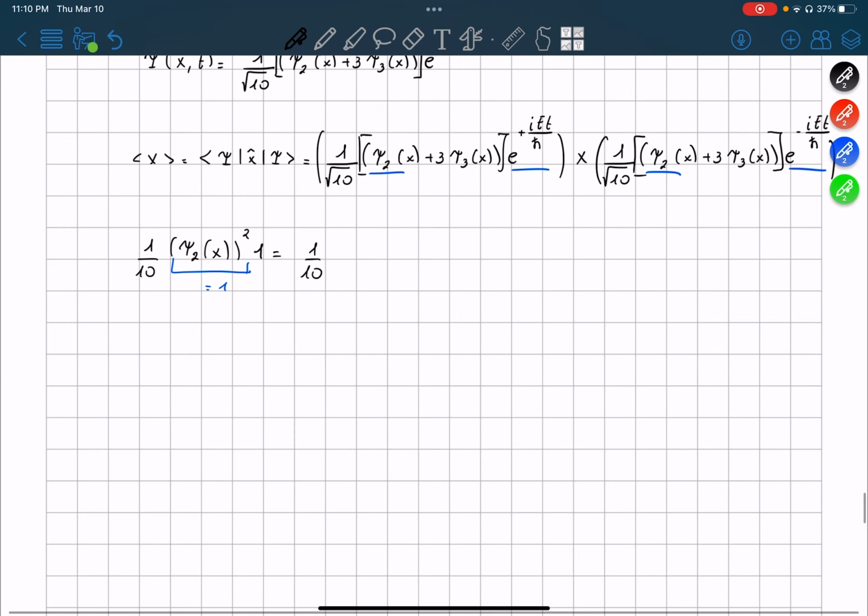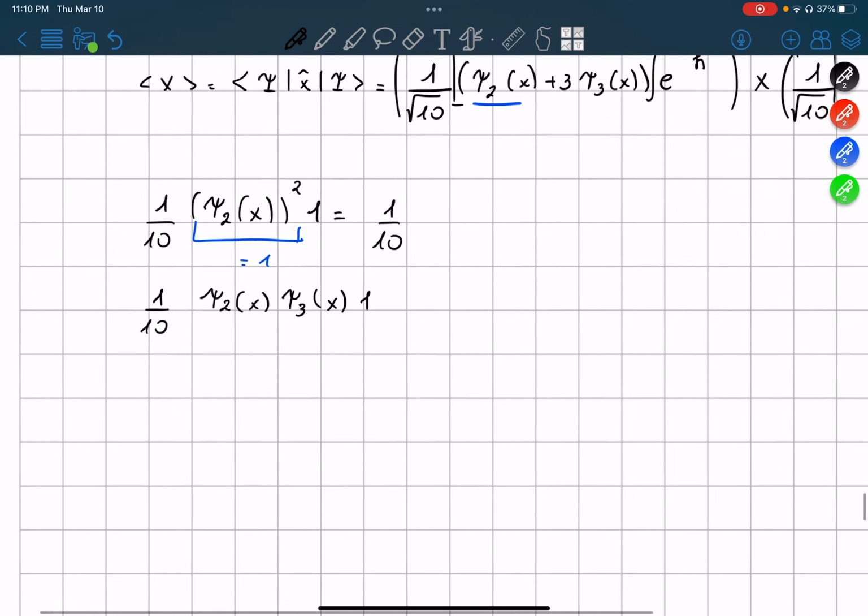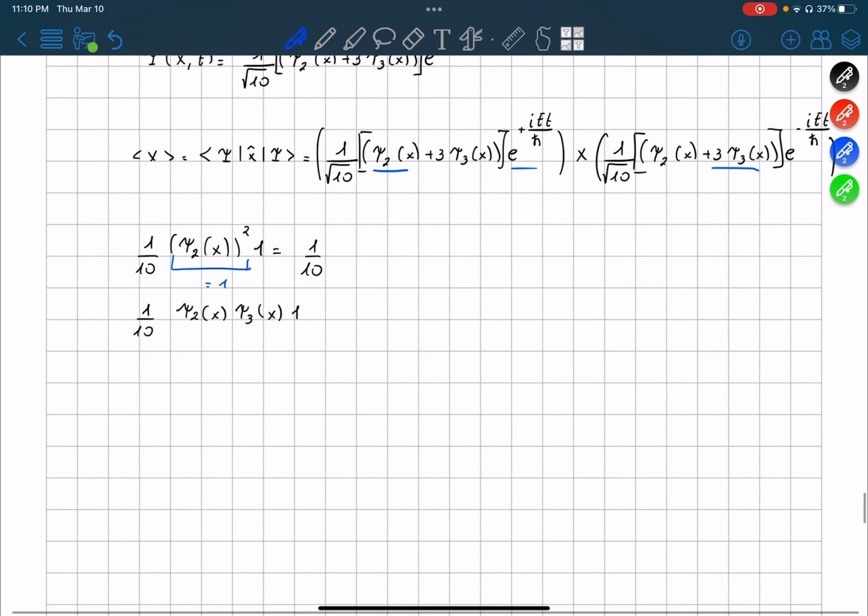And then we're going to have our psi 2 in the first part, and psi 3 in the second one. And then we're going to have 1 over 10 again, of course, and then psi 2 in terms of x times psi 3 in terms of x times 1, of course, because we're multiplying the time part, which is always going to be equal to 1 in that case. At least for now, actually. We have to make a distinction before I go ahead, because here it matters.